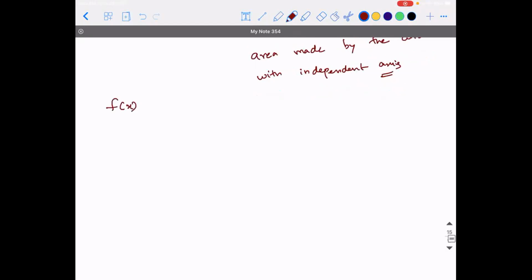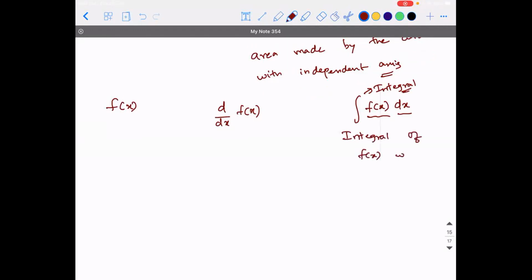So if I have a function f of x, you have something called a derivative, then you will have something called the integral of f of x dx. This symbol is called integral. Integral of f of x, you read it as integral of f of x with respect to dx. To be more specific, integral is also called antiderivative.